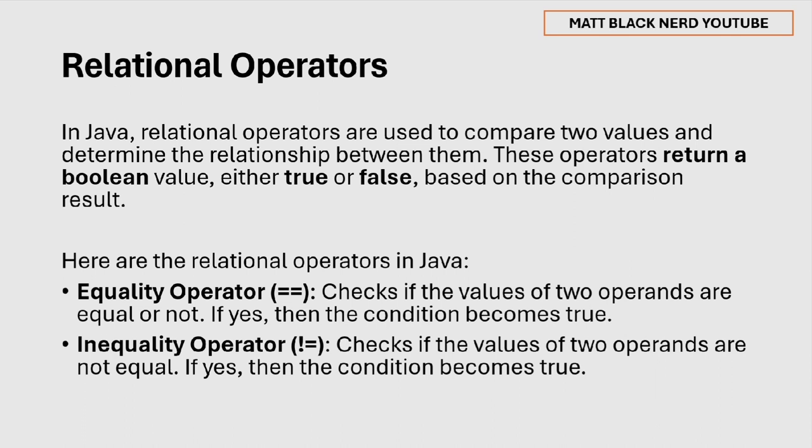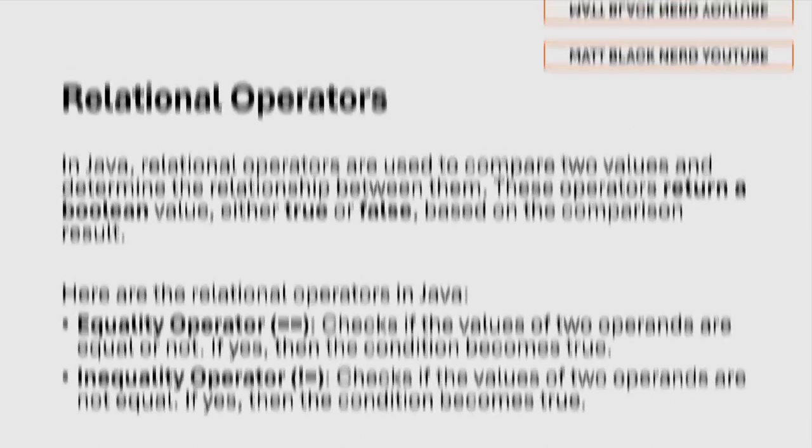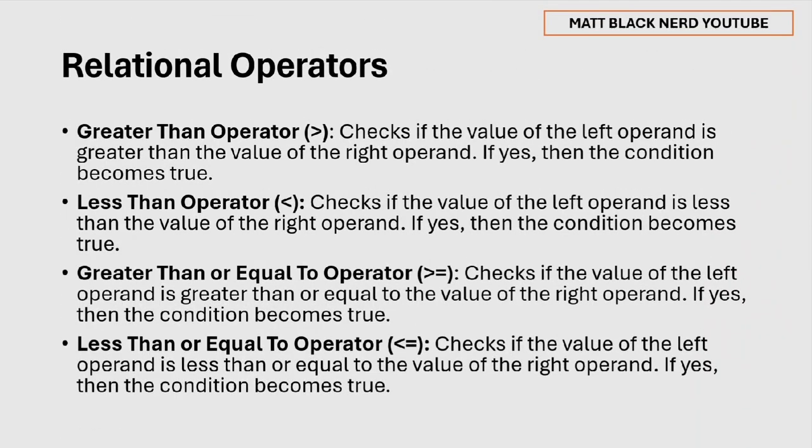Equality operator checks if the values of two operands are equal or not. If yes, then the condition becomes true. Inequality operator checks if the values of two operands are not equal. If yes, then the condition becomes true. Greater than operator checks if the value of the left operand is greater than the value of the right operand. If yes, then the condition becomes true. Less than operator checks if the value of the left operand is less than the value of the right operand. If yes, then the condition becomes true.